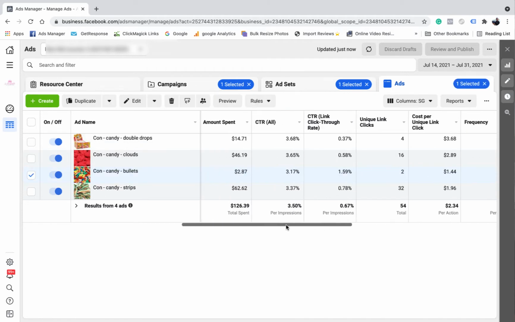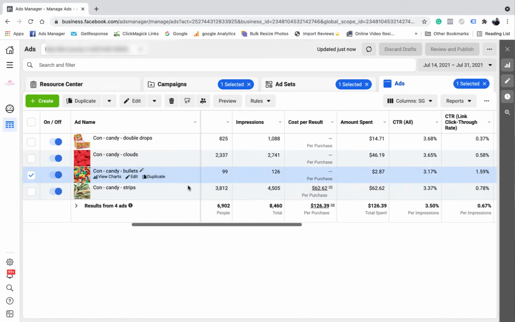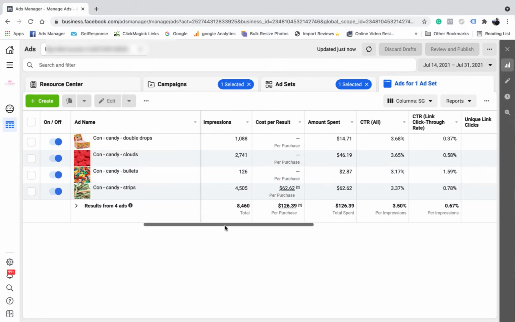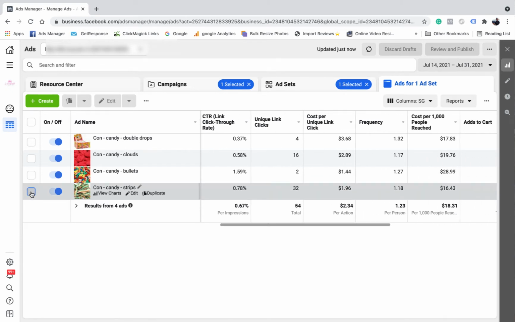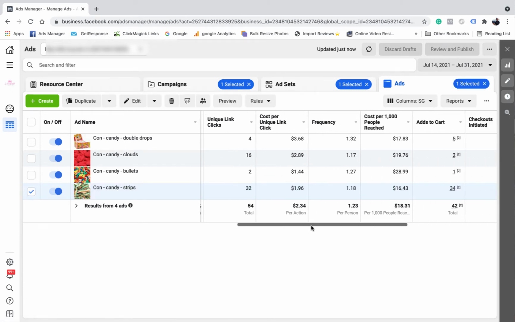So for some reason, Facebook just didn't want to spend much money on those bullets, which tells me that they just didn't think the customer base was going to like them. So that's why they didn't waste much money on it. Out of all these 4 again, the strips is a clear winner.